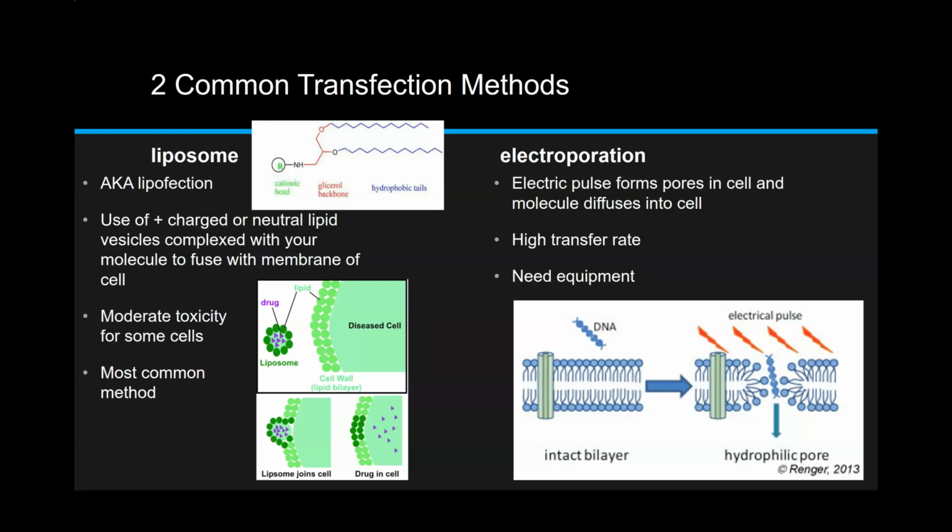The second type of transfection uses electricity to punch holes into a cell membrane. The DNA molecules in the surrounding solution leak into the cell before the cell repairs the holes. This method requires specialized equipment.